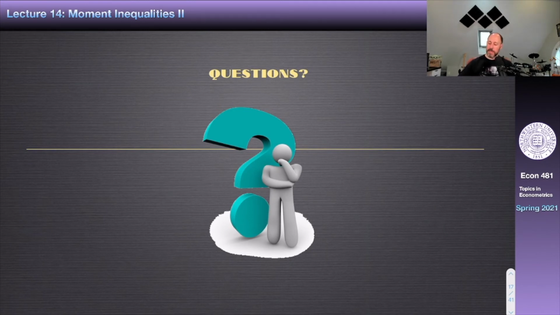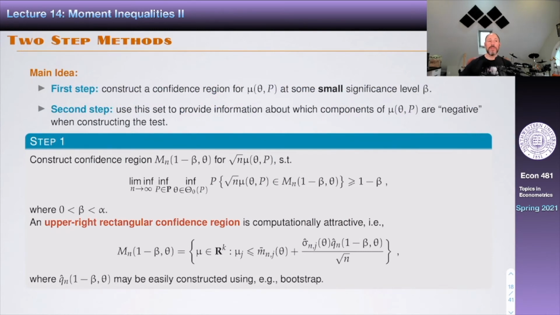And then came this paper by Romano, Shaikh, and Wolf that provided a completely different approach and essentially solved the problem. Okay, they just thought about it in a different way. They said we're going to do a method in 2 steps. In the first step, we're going to construct a confidence region for mu, for some small significance level that I'm going to call beta here. And in the second step, we're going to use this confidence region to have some information as to whether these moments are negative or not.